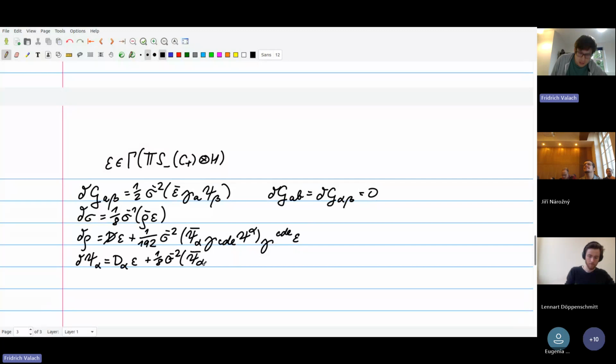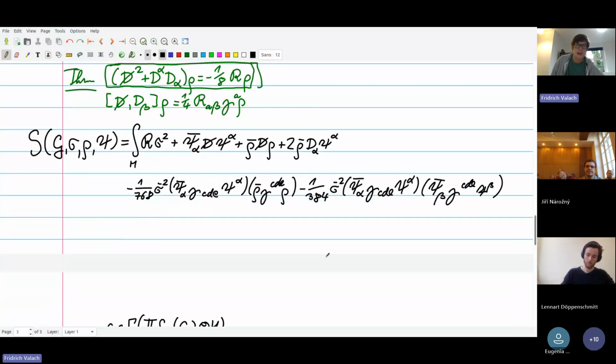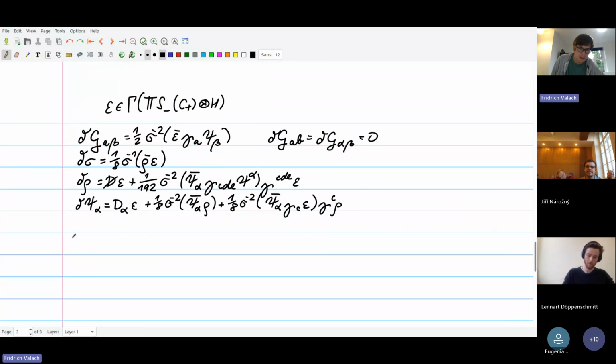Okay, alpha rho, and then there is another term. And that's it. Gamma C, gamma C rho. Okay, and now the final claim is that the action is invariant under these transformations. So for the proof, you can look into our paper.